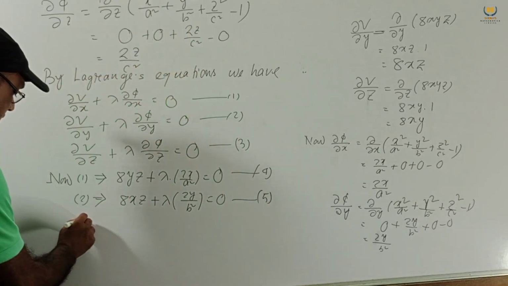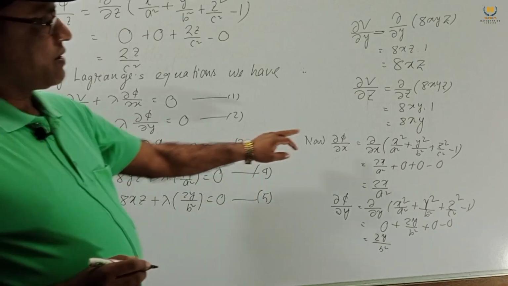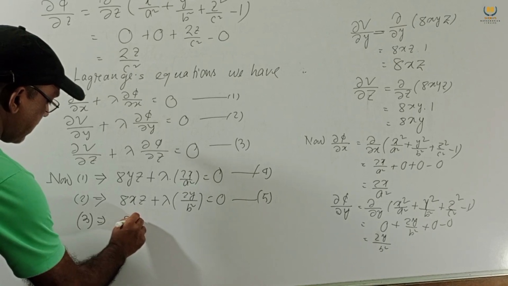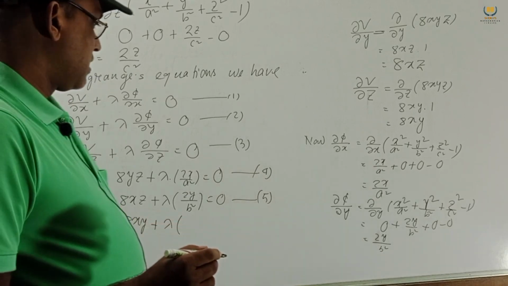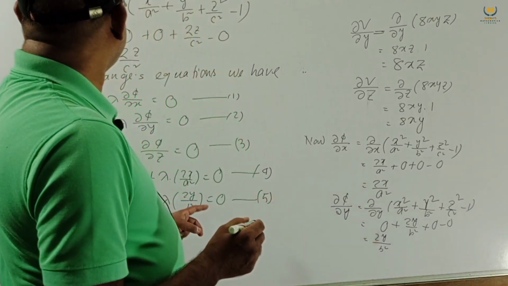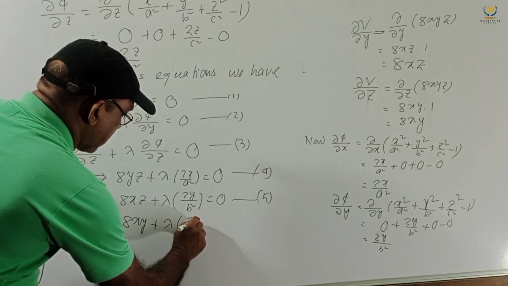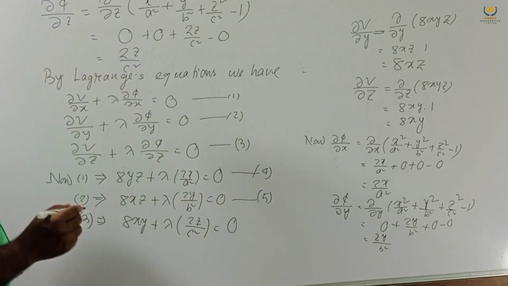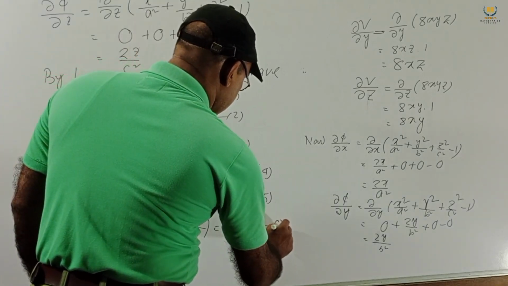Number 3 implies del v by del z is 8xy, plus lambda del phi by del z, we know 2z by c square. This equals 0. This is number 6 we consider.